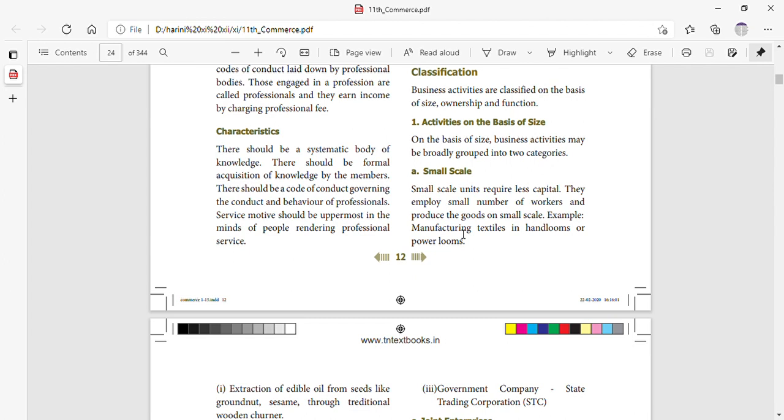So in Kanyakumari district, if you see, a lot of fish nets are there. Similarly, a lot of food business also takes place. So at home they make peanut candy, they make murukku, other snacks they make. All these things will come under small scale units.